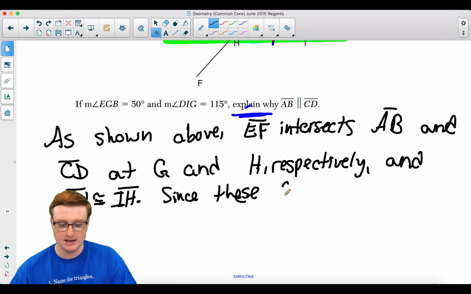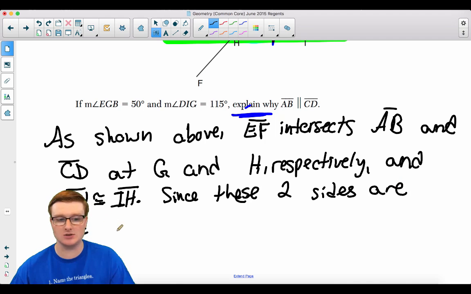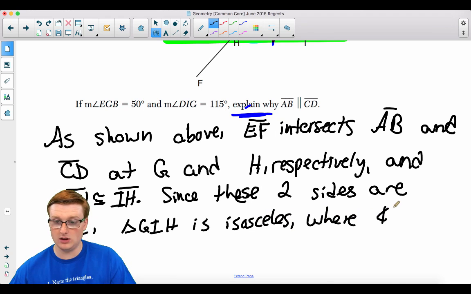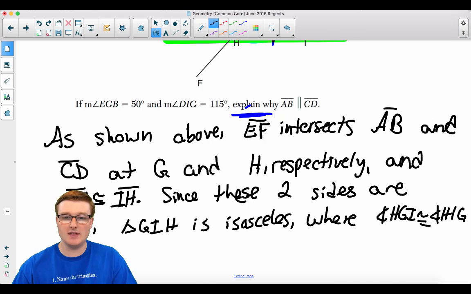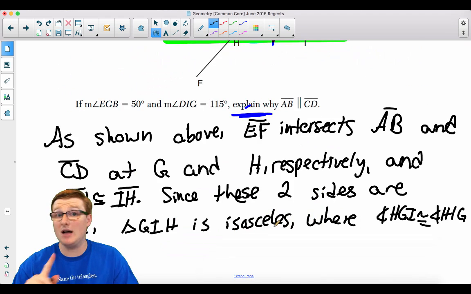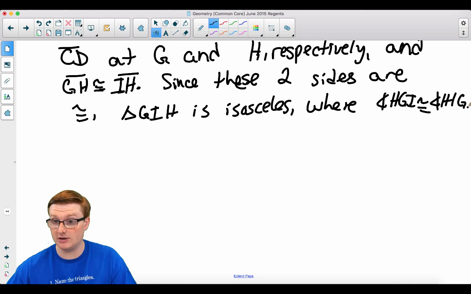So now I'm going to say, since these two sides are congruent to each other, meaning GH is congruent to IH, triangle GIH is isosceles, where angle HGI is congruent to angle HIG. And the reason why is that in an isosceles triangle, the opposite base angles are congruent to each other. And that will help us down the road. Believe me, I'm not saying this for no reason.